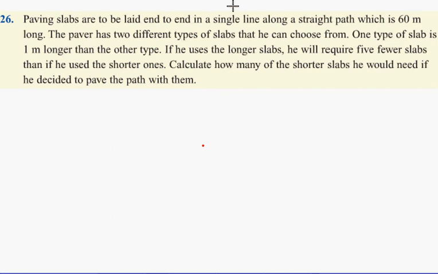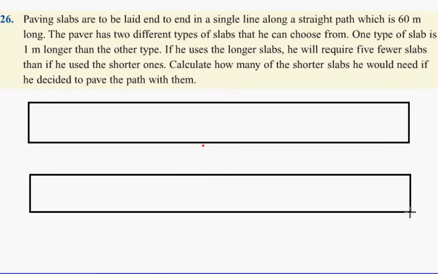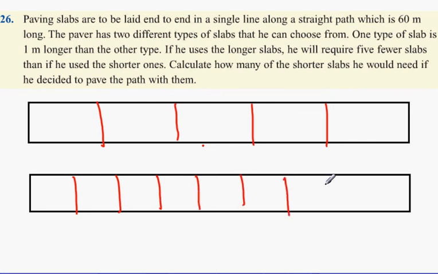Okay, guys. So what we do here is the following. You just need to visualize this sometimes. Right? So there's our 60 meters of paving, alright? You have 2 different slabs. One of them's longer than the other one. So you can see that this one's a longer slab, like so. This one's a smaller slab. So obviously the shorter slab requires more.